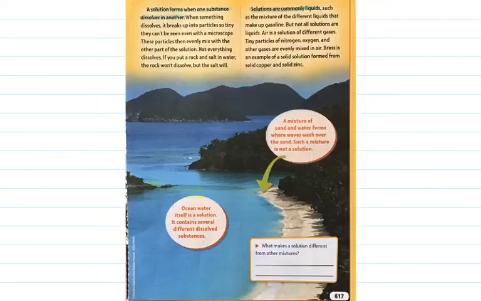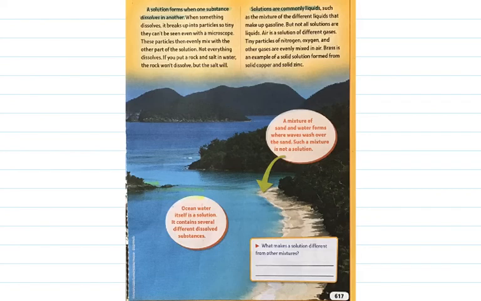Let's go ahead and move on. I'm on page 617. Bear with me. I'm at the top of the page. In blue highlighter, a solution forms when one substance dissolves in another. You can put your blue highlighter down. When something dissolves, it breaks up into particles so tiny they can't be seen with a microscope. These particles then evenly mix with the other part of the solution. Not everything dissolves. If you put a rock and salt in water, the rock won't dissolve, but the salt will.